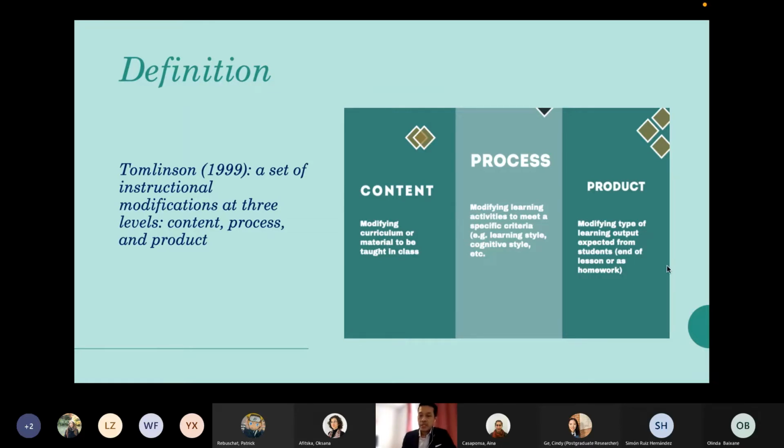However, it is a bit tricky to do content differentiation at government-funded school, or we call it national school, because teachers are required to finish and to cover a specific set of content and skills by the end of the academic year. And this is why in this particular study, I carried out teaching differentiation at the process and product level.